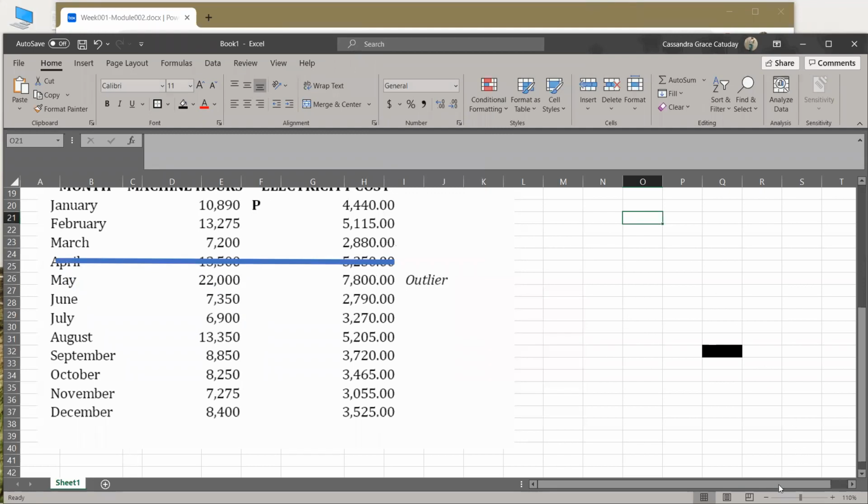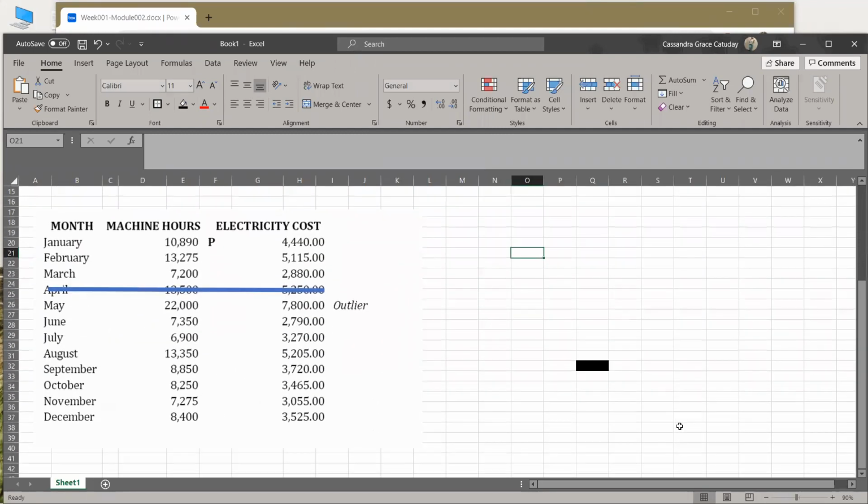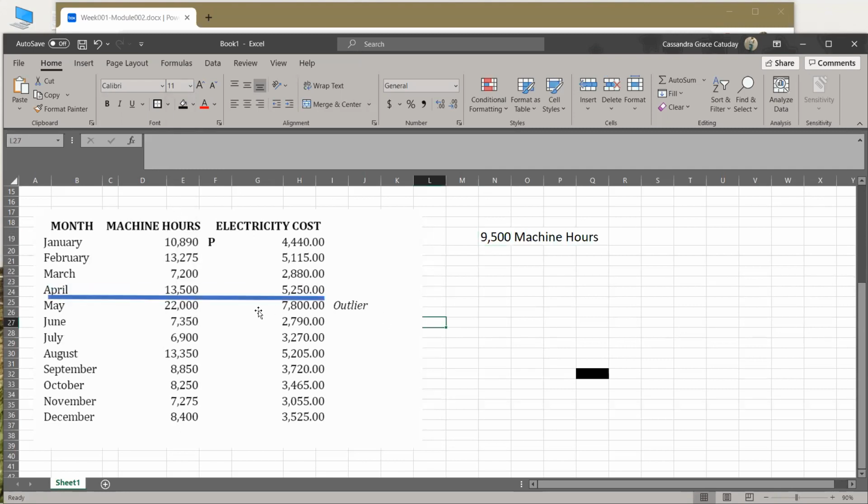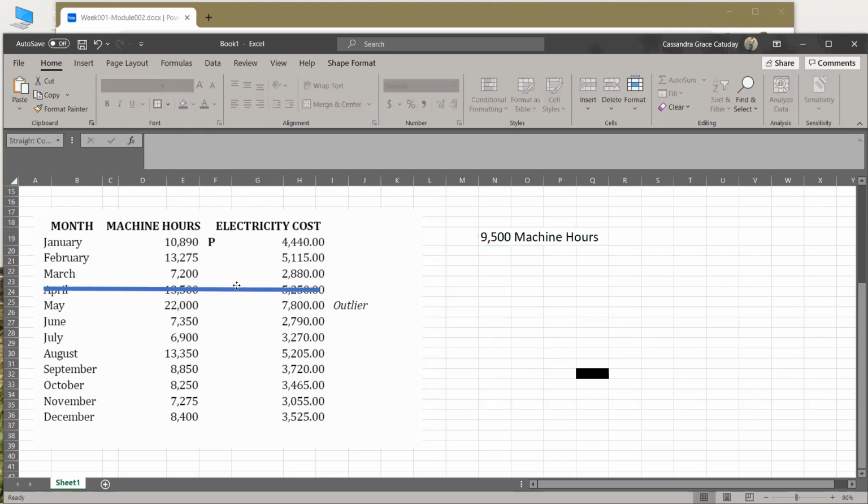Okay. Kindly solve for the variable and fixed cost, and then for 9,500 activity level, machine hours. Can we solve? How much is the total cost if 9,500 machine hours is the activity level, disregarding April? So kindly solve it for 5 minutes.